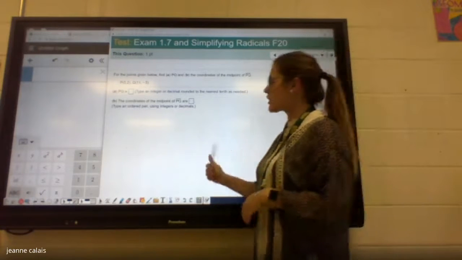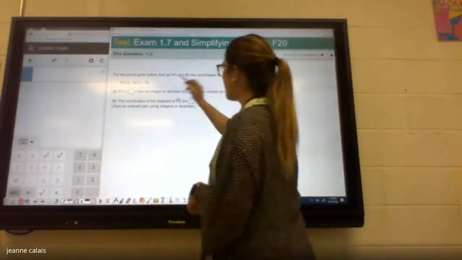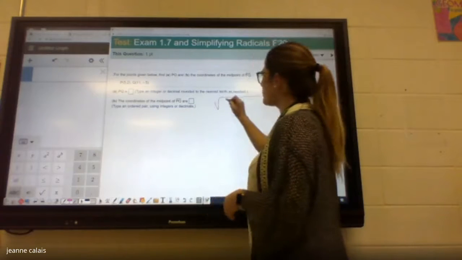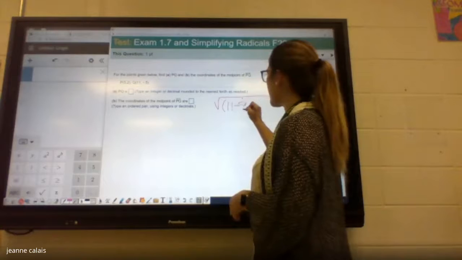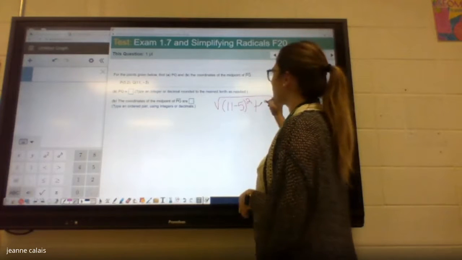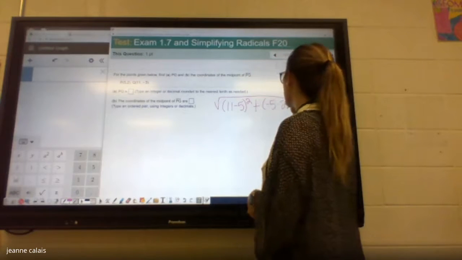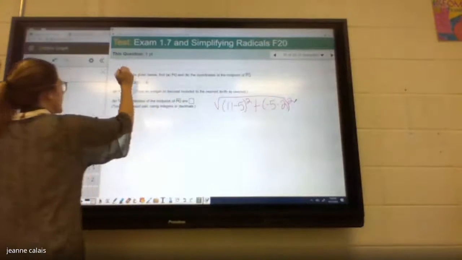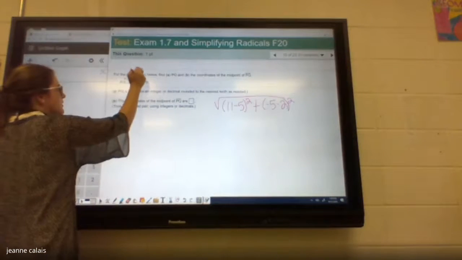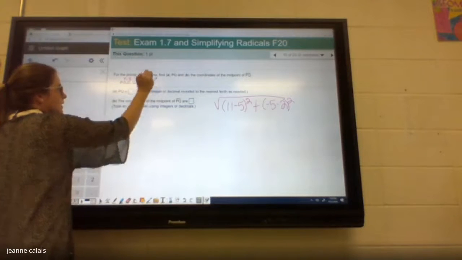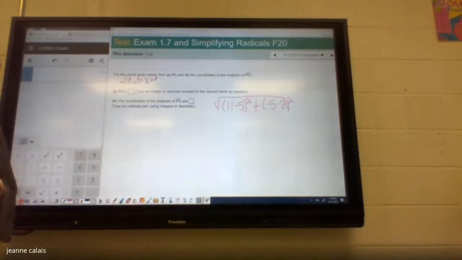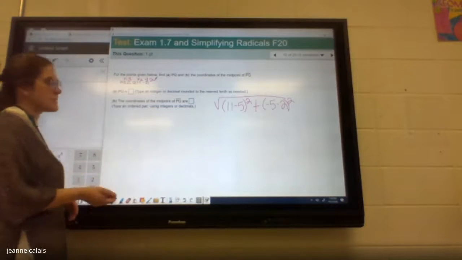So first thing that you're going to do is you're going to find the distance. So square root, set it up, 11 minus 5, close square, plus -5 minus 2, close square. Just be careful, if need be, label x1, y1, x2, y2, okay? Make sure that you're pulling from the correct ordered pairs and putting them in the correct places.